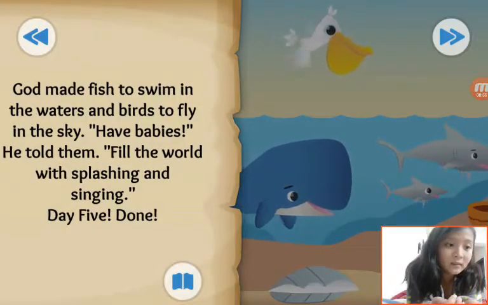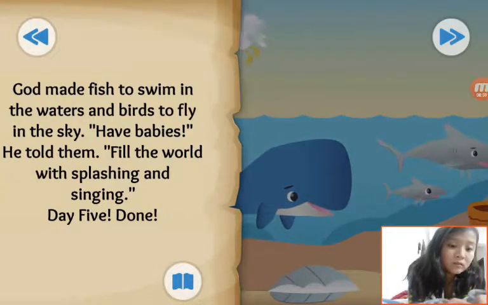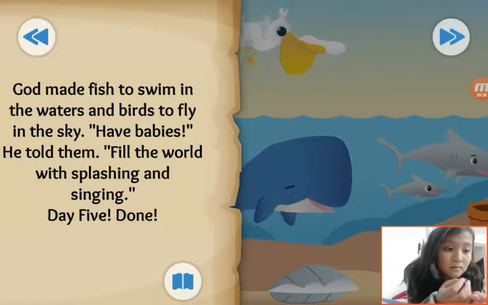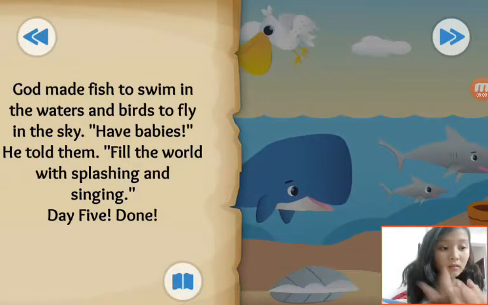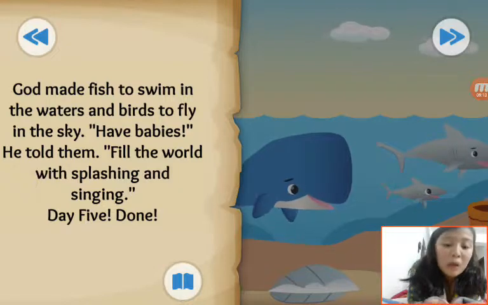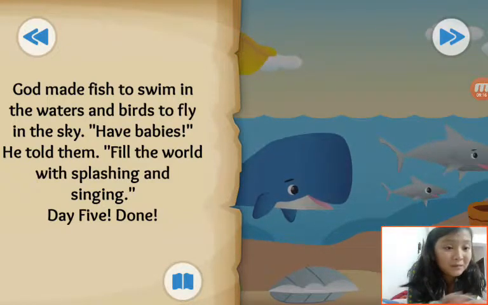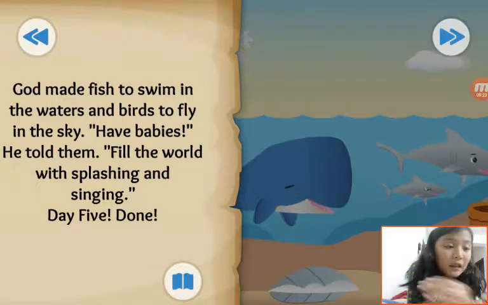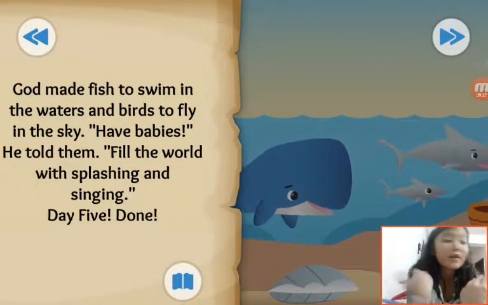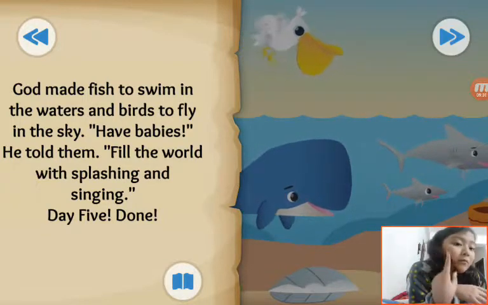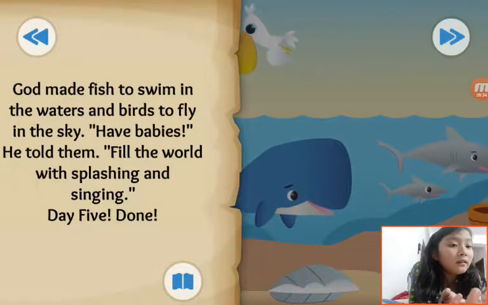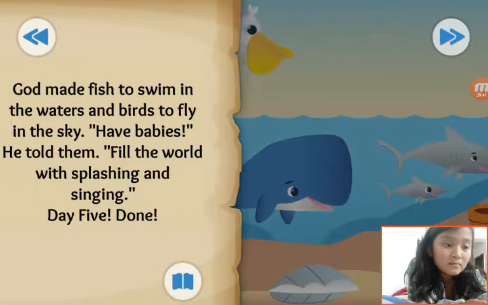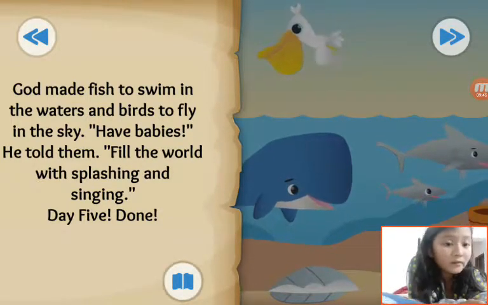God made fish to swim in the waters and birds to fly in the sky. Have babies, he told them. Fill the world with splashing and singing. Day five, done. God made the sea animals. And God said to the sea animals, lay babies. That means give birth, male, female, give birth and lay the baby.